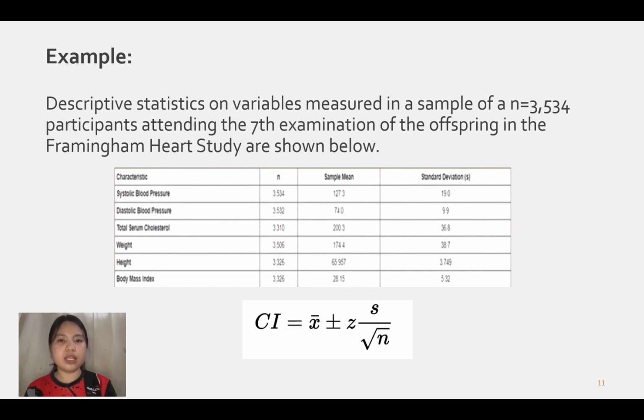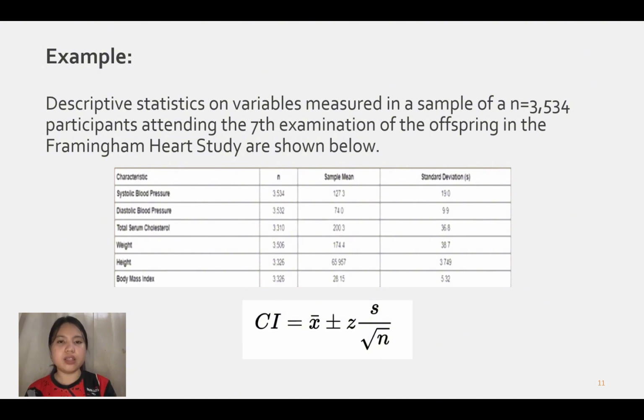So, ang mga nakukuha natin na given ay i-substitute lang natin sa formula, which is CI is equal to X bar plus or minus Z multiplied by S over square root of n. 95% confidence interval is equal to the sample mean, which is 127.3, plus or minus the critical value of 95% confidence interval, which is 1.96, multiplying the standard deviation, which is 19, over square root of n, which is 3,534.